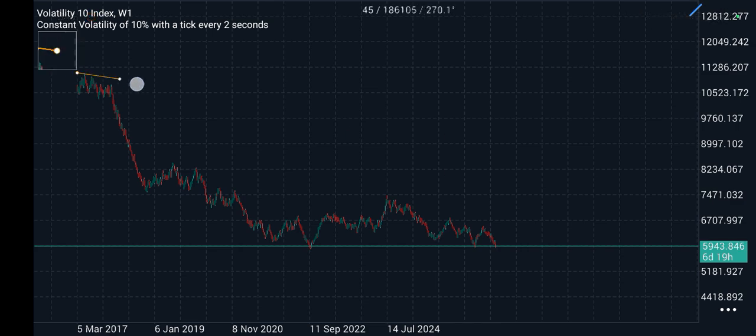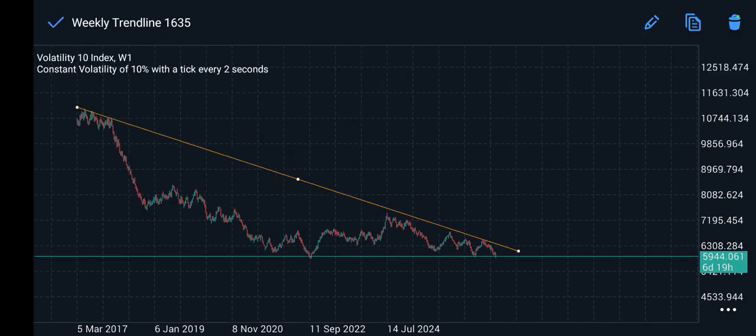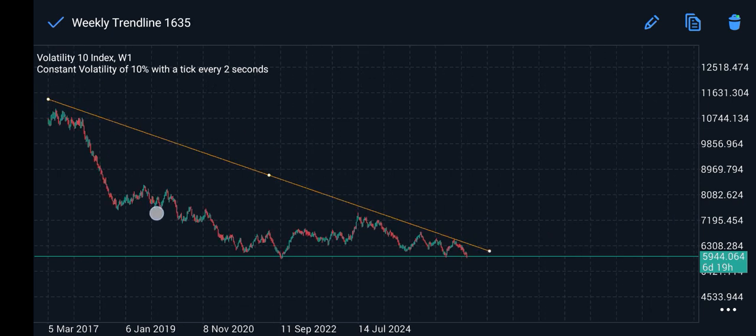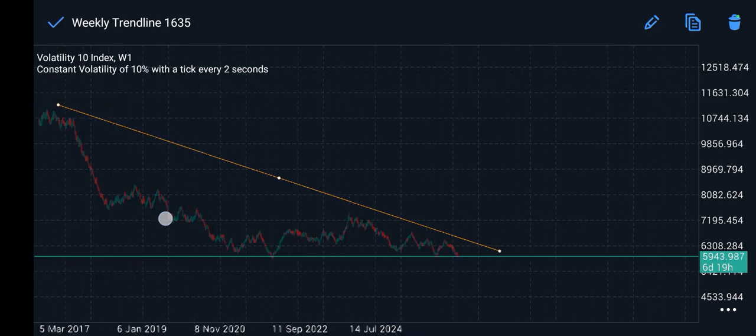We all know all these things already. I pick my trend line like this, then from the highest point to the lowest side of the market, so that I can know if the market is selling or whatever.